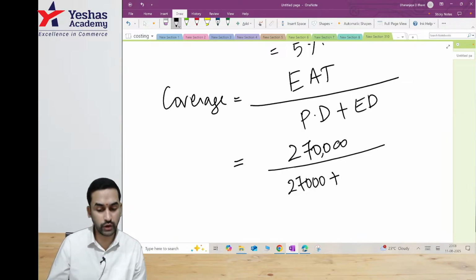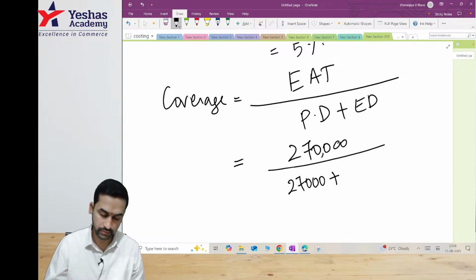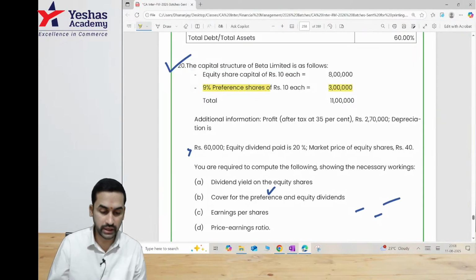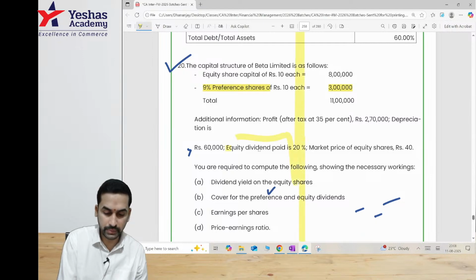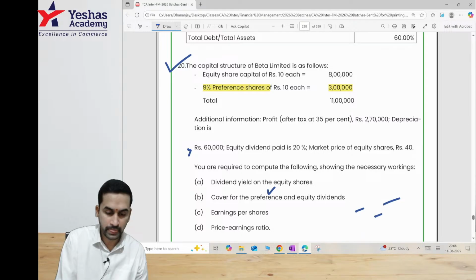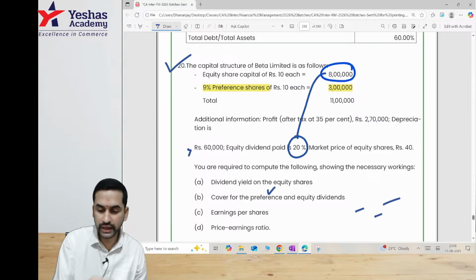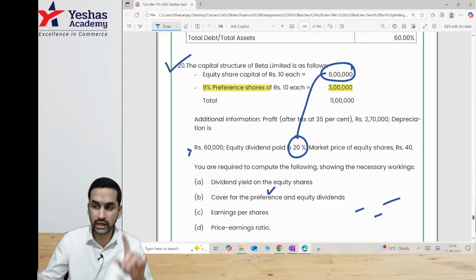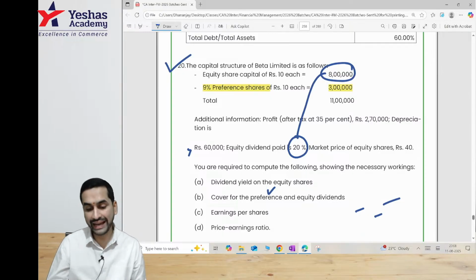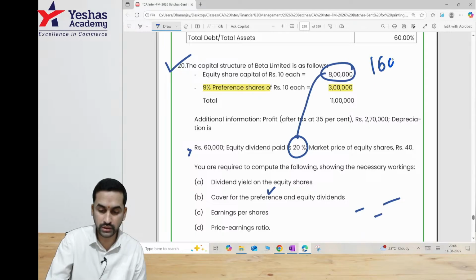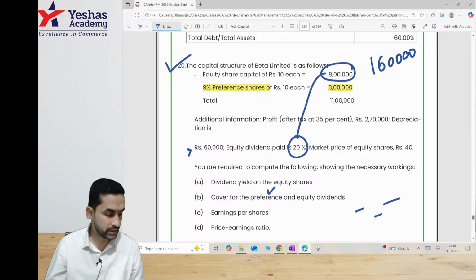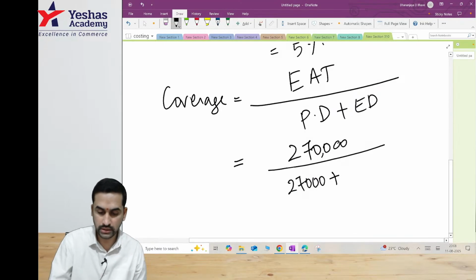But we have decided we will also add equity dividend. How much is equity dividend? Sir, they said 20%. Correct. 20% is to be applied on par value. 20% on 8 lakh. Now I'm not doing per share, I'm doing total. How much is 8 lakh into 20%? 1,60,000. Am I correct? Yes, sir. So 160,000.